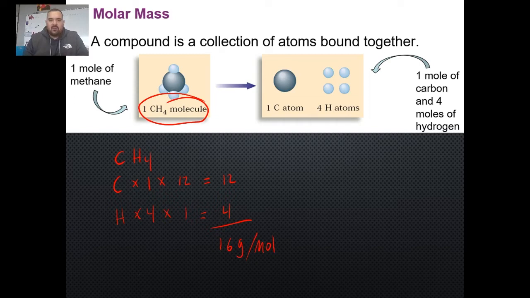So let's do H2O. We write out the compound, and then we write all the elements in the compound. So we have hydrogen and we have oxygen. How many hydrogens do we have? We have 2. How many oxygens? We have 1. And then we put in their molar masses. So hydrogen always has a molar mass of 1. Oxygen has a molar mass of 16. We multiply straight across. 2 times 1 is 2. 16 times 1 is 16. We add them together. That gives us 18 grams per mole.